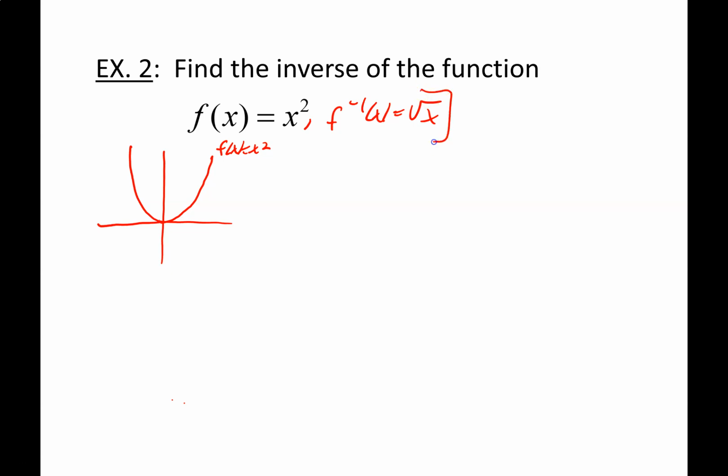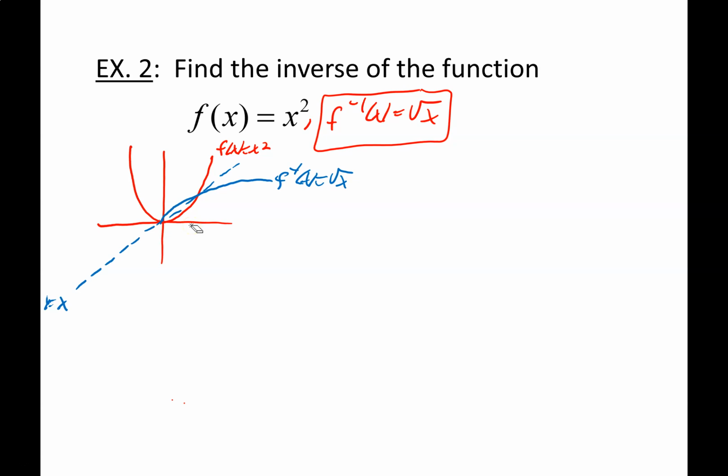Now, again, looking at your parent functions, remember we did the graphs of the parent functions for your basic functions. So I'm going to go ahead and draw the square root function. And this may not be a perfect graph, but it looks something like this. And I'm going to draw it as a dotted line, the line y equals x. And what I'm seeing here is that I don't see a reflection over here that's the same over there.